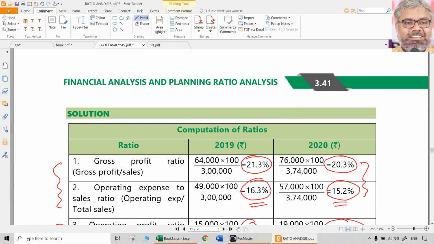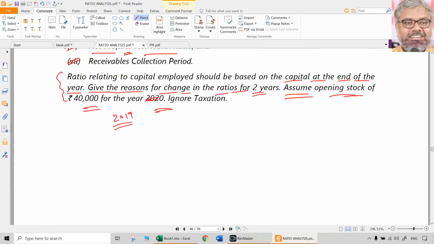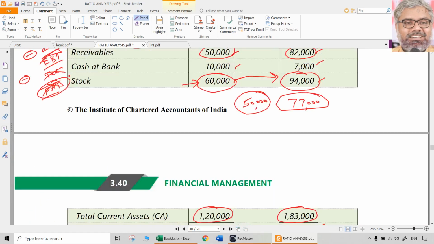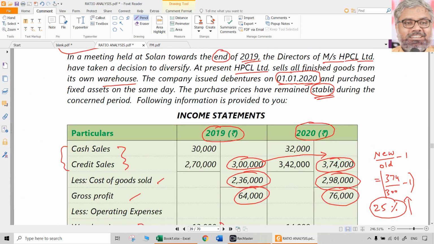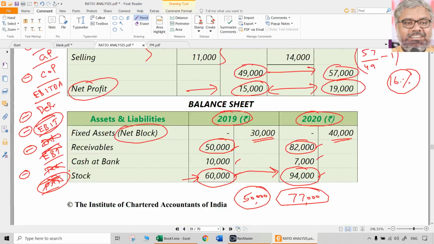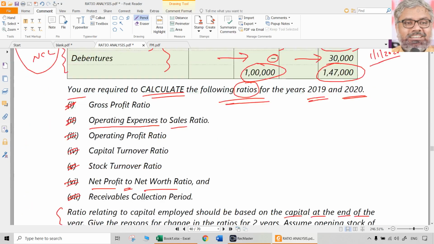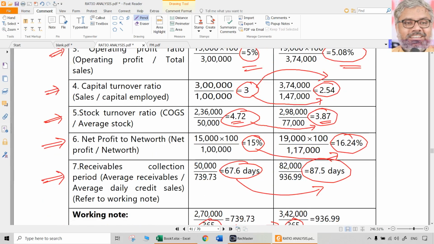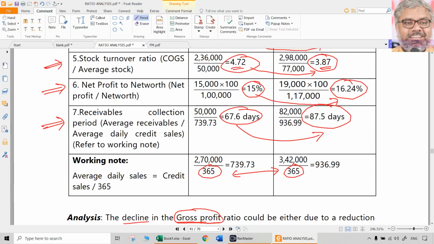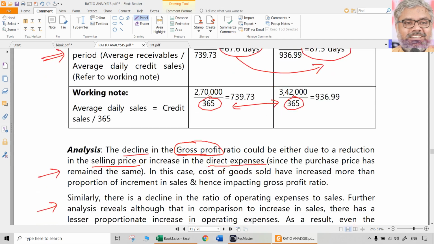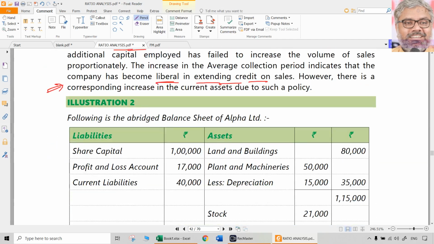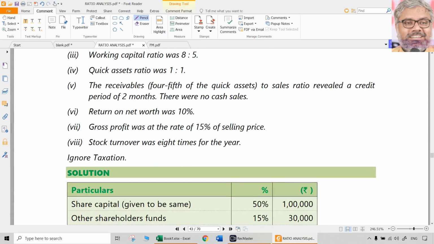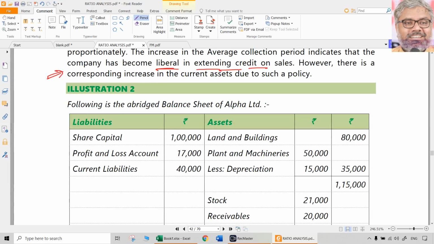Like this, any number of ratios can be given, and 2 years, 3 years data can be given, and you might be asked to first of all compute the ratios and then interpret the ratios also from the trends that happened from 1 year to another year. That is one category of questions that can be very well expected and asked also earlier in some of the examinations.